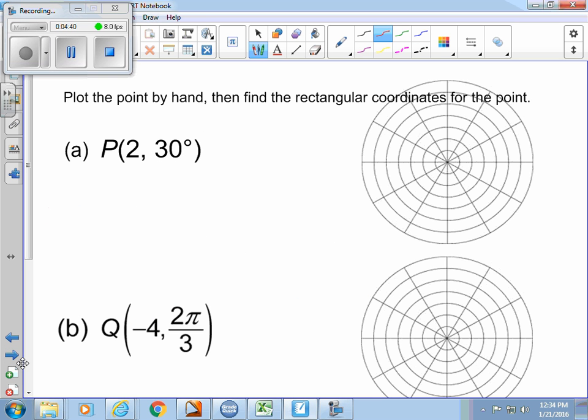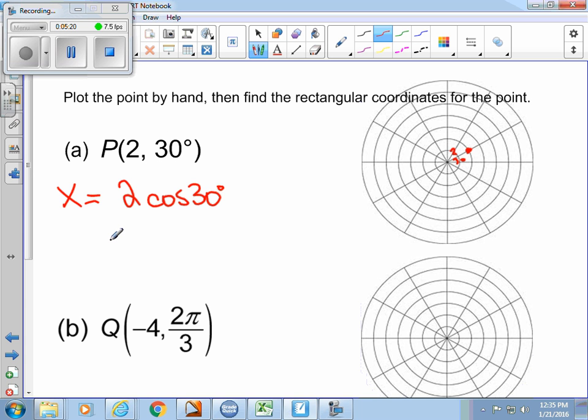Okay, I'm going to do 1 or 2 of these, then we're going to move on. Plot the point by hand, then find rectangular coordinates. 30 degrees, 2 units out. That's how you plot it. Remember that? It's been a while. Convert. Well, if I know that this is 2 units and I have a 30-degree angle, how can I find x? x is going to be 2 cosine of 30 degrees. Does everyone agree with that?